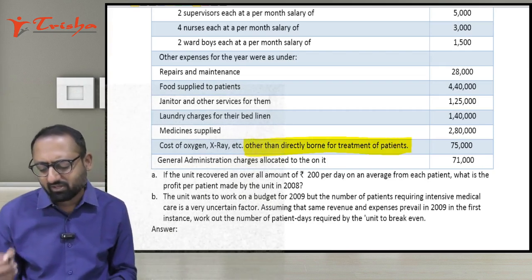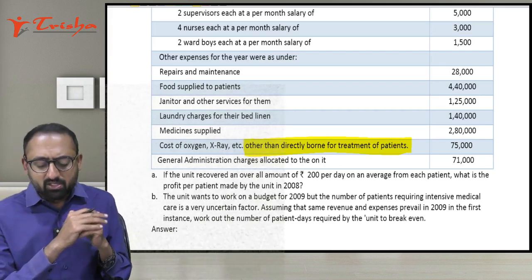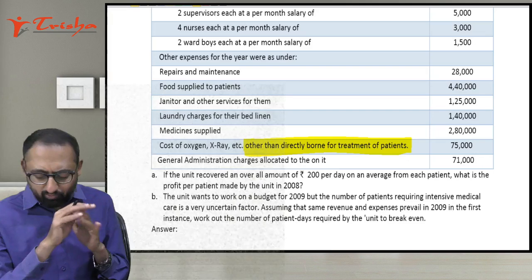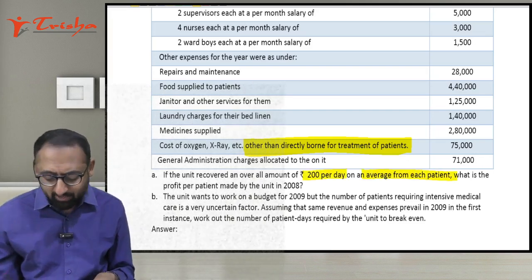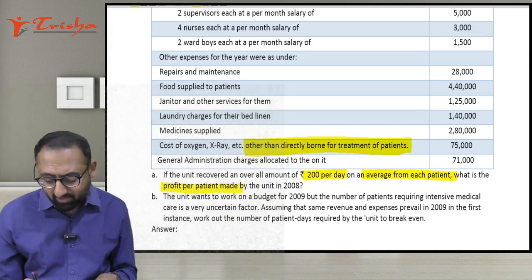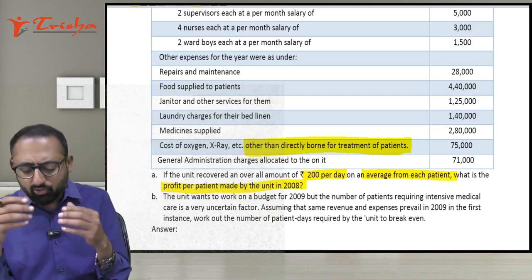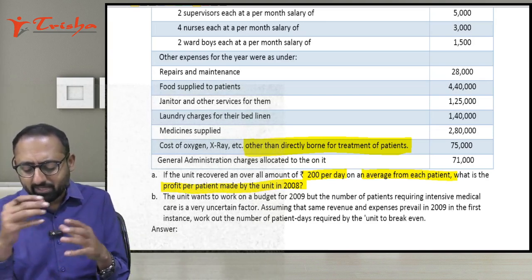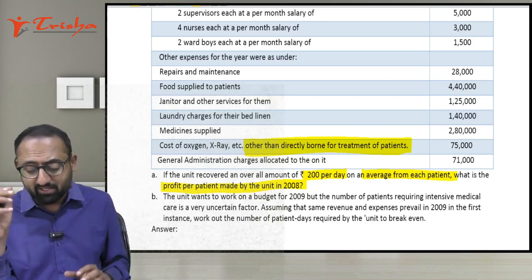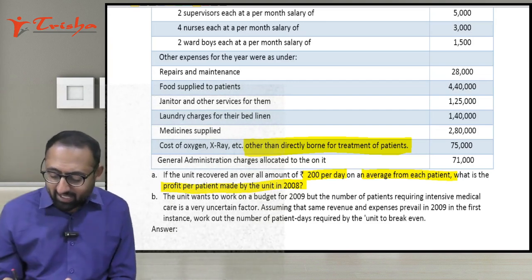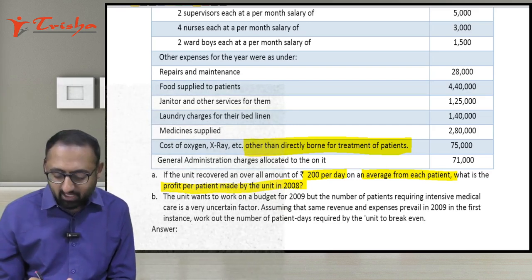This is not for the treatment of patient. General administration expenses is also given. If the unit recovered overall amount of rupees 200 per day on an average from each patient, what is the profit per patient made in the year 2008? Unit want to work on a budget for 2009, but the number of patients requiring intensive medical care is very uncertain factor.